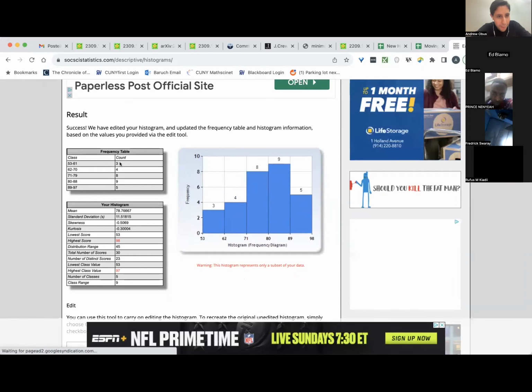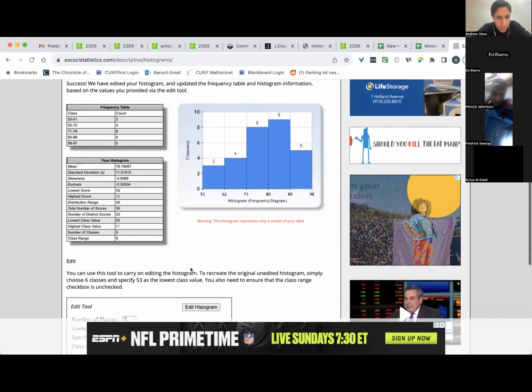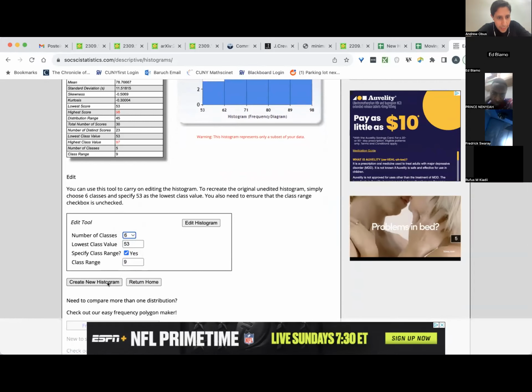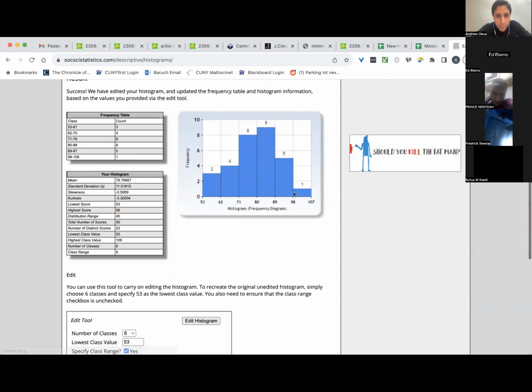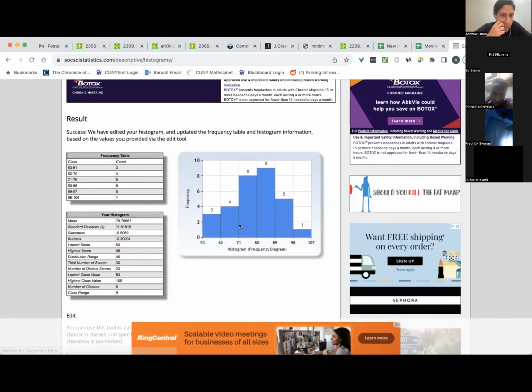Okay, so here we have 3, 4, 8, 9, and 5. I guess actually probably we would have a 6th class in this case for the single data thing, which is above 98.